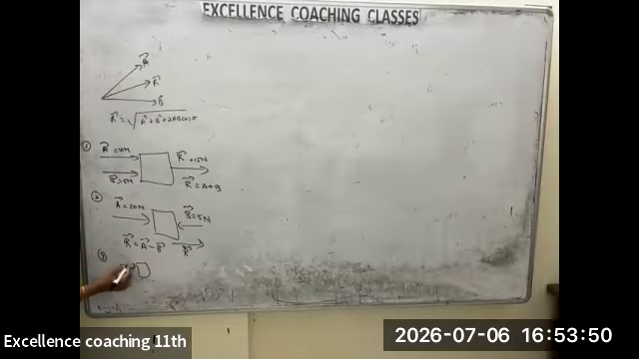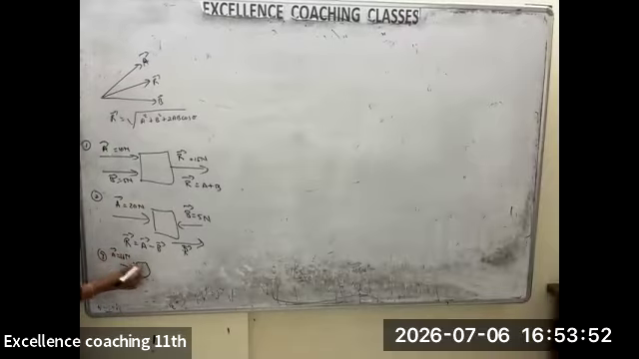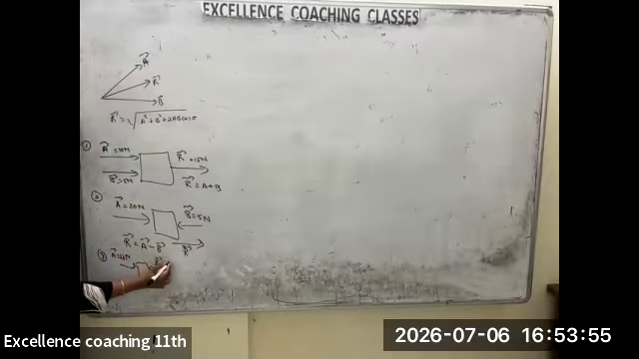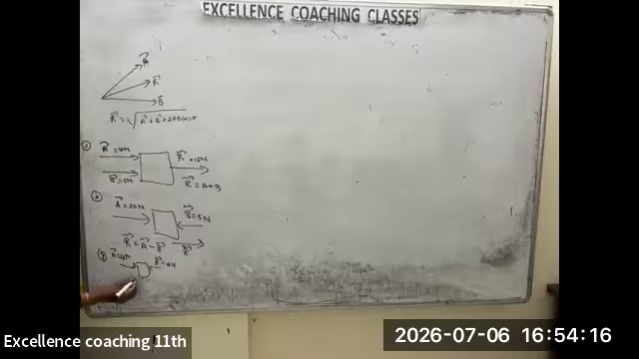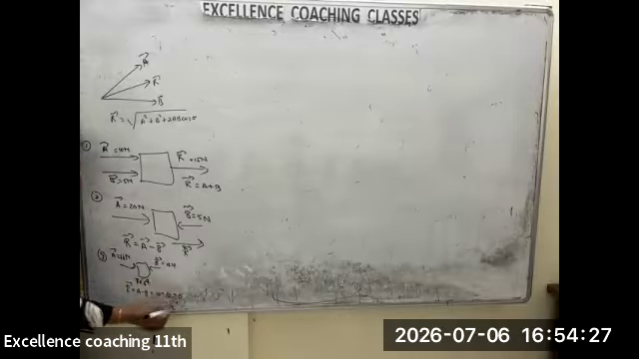Now just the third case. If this object is there, I'm applying 10 Newton of force this side and 10 Newton of force this side. What do you think will happen? Will the object move? No. Why? Because A minus B, 10 minus 10, answer is what? So this object is going to be at rest. Why? Because the resultant is A minus B, which is 10 minus 10, which is equal to zero.